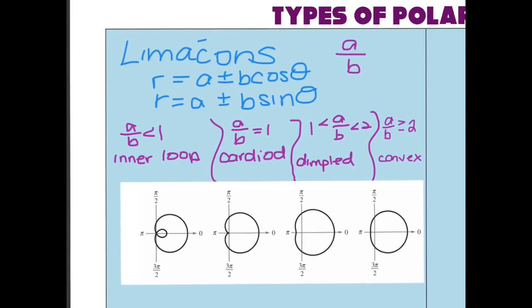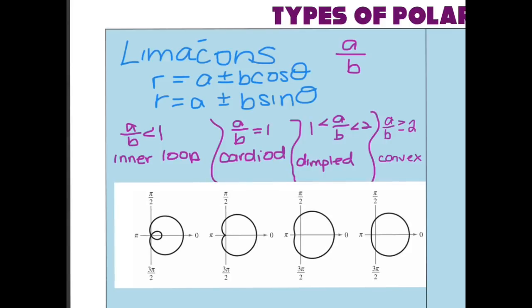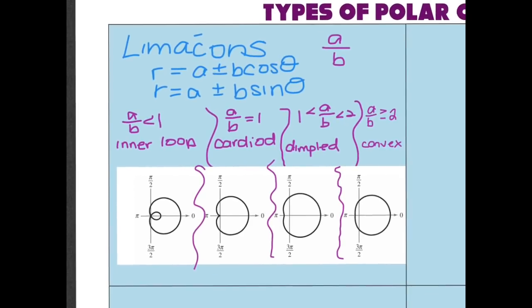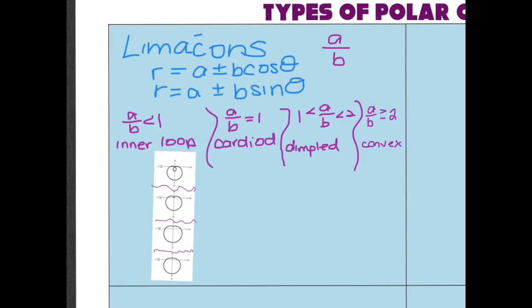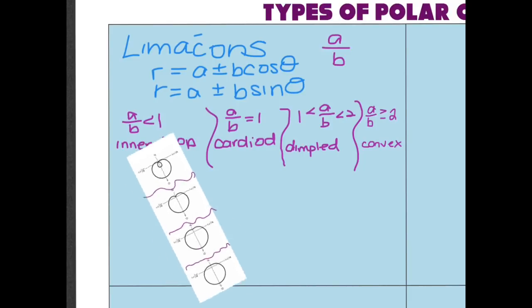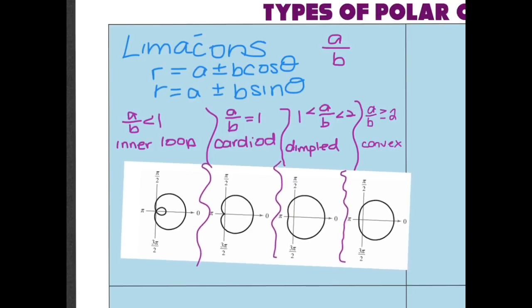These are from the notes from yesterday, and these are what they look like. Your inner loop has that loop in it. This would be if it's cosine, so that would be a horizontal loop. The next one is the cardioid, or heart-shaped. The next one is the dimpled one. And the last one is that convex one, which is that flattened circle. This is what they would look like if it was cosine, and if it was sine, they would all literally just be flipped. They'd all be vertical, or upside down, depending on the positive or negative sign on it. So you get an idea of all the different types of limicons.